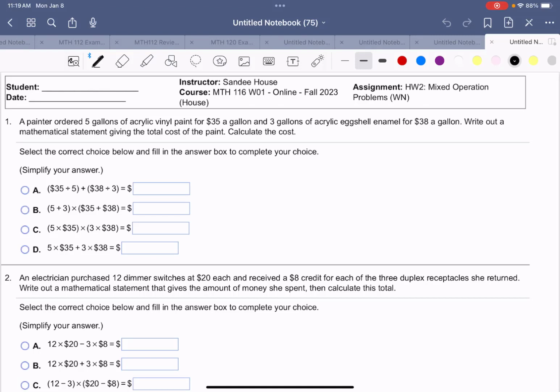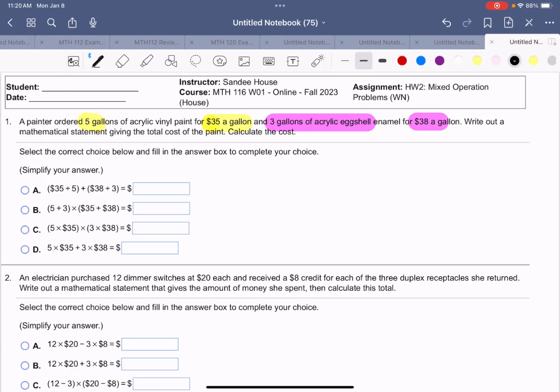Examples for lesson 2. Number 1, a painter ordered 5 gallons of acrylic vinyl paint for $35 a gallon. So that's 5 for $35. And 3 gallons of acrylic eggshell enamel for $38 a gallon. So that's 3 for $38. Write out a mathematical statement giving the total cost of the paint and calculate the cost.